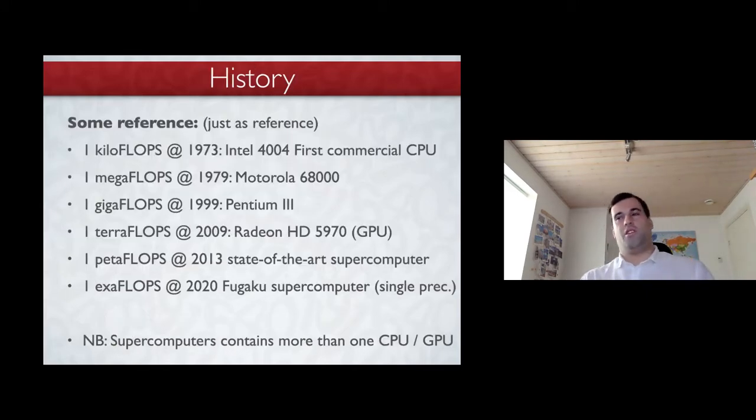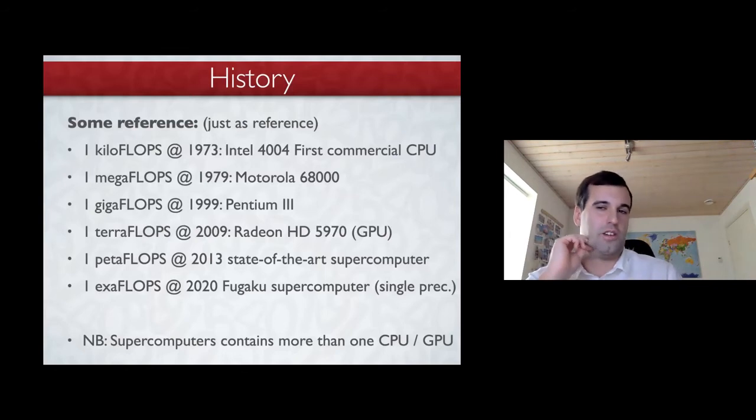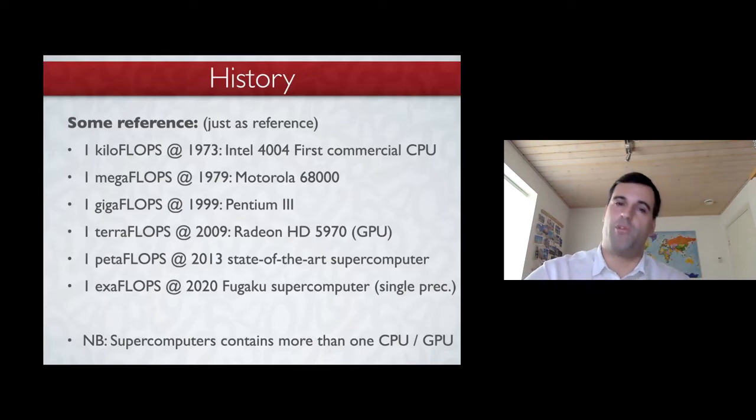So when we talk about how computers evolved, just as a reference, we had, for instance, 1,000 floating point operations in the year 1973 for the first commercial CPU, the Intel 4004. Then 1 million operations per second was reached a couple of years later by a processor made by Motorola. Then we go further, and this is probably the era people remember, gigaflops, so 1 billion operations per second. This was achieved in 1999 by the Pentium 3 processor, which some of you might even have had in your computer.